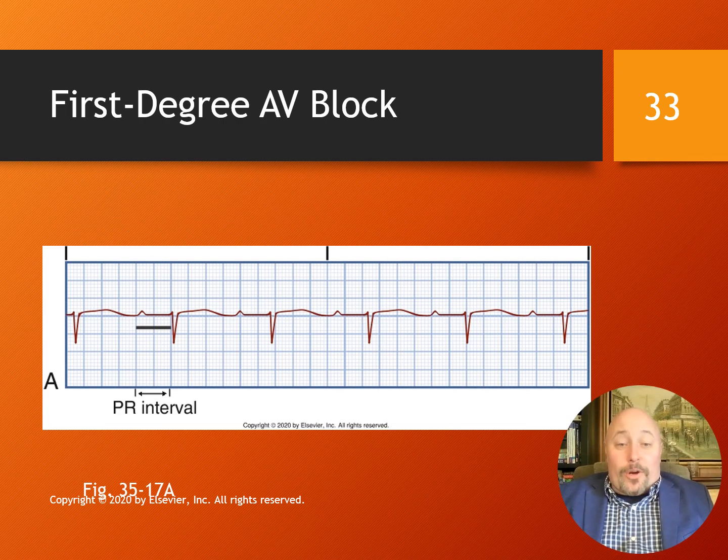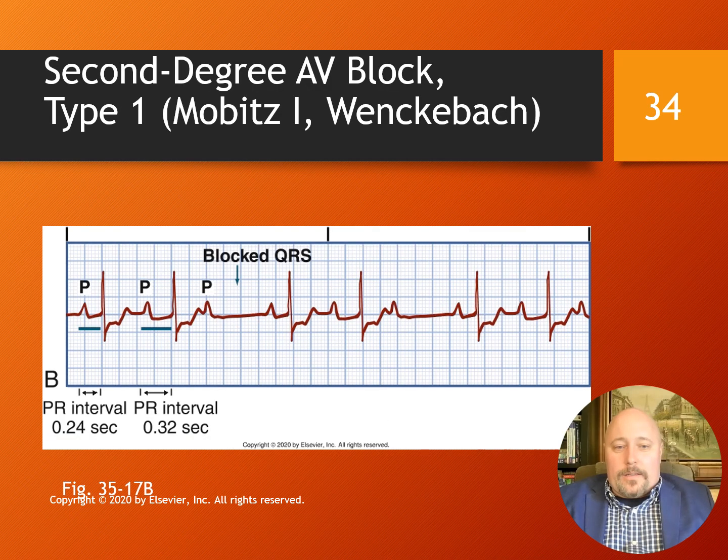Next, let's talk heart blocks. In this case, we have a first degree AV block, which is characterized by that prolonged PR interval. Next would be a second degree AV block, type 1, also known as a Mobitz 1 or a Wenckebach block. In this case, it has a progressively lengthening PR interval until eventually the QRS complex is dropped completely.